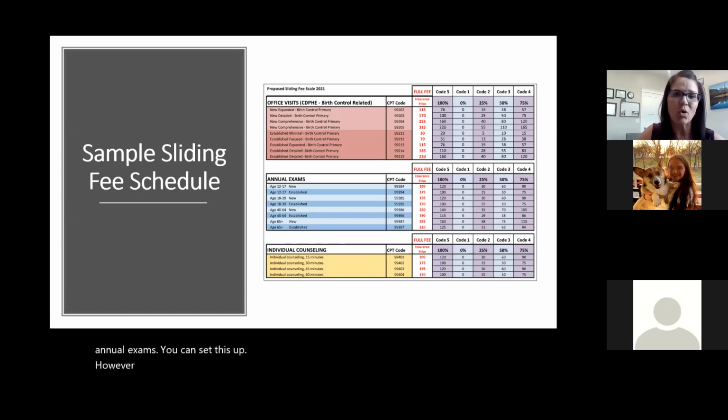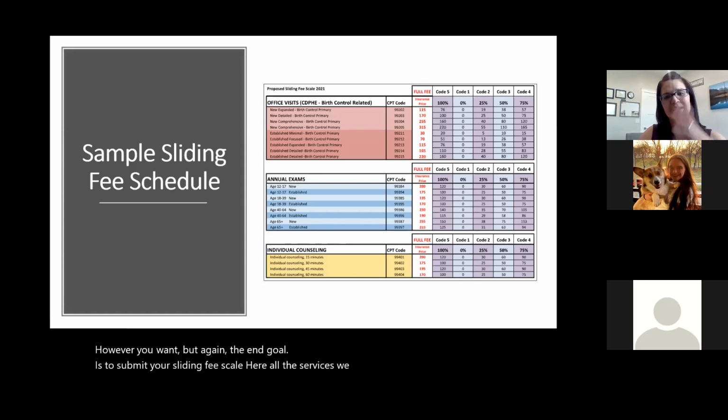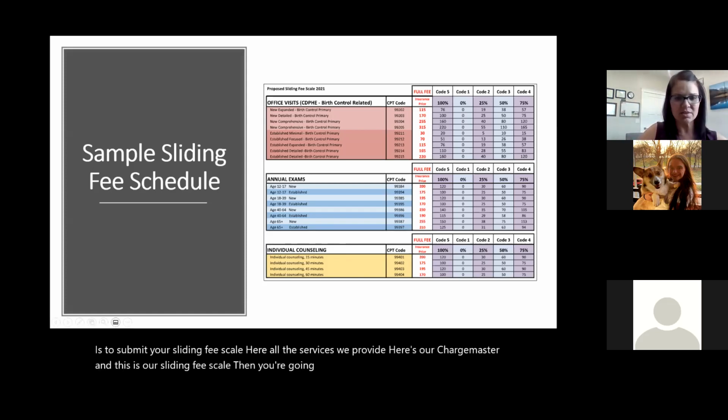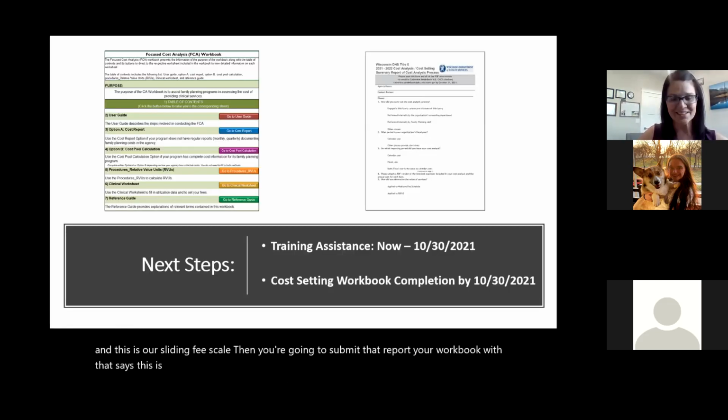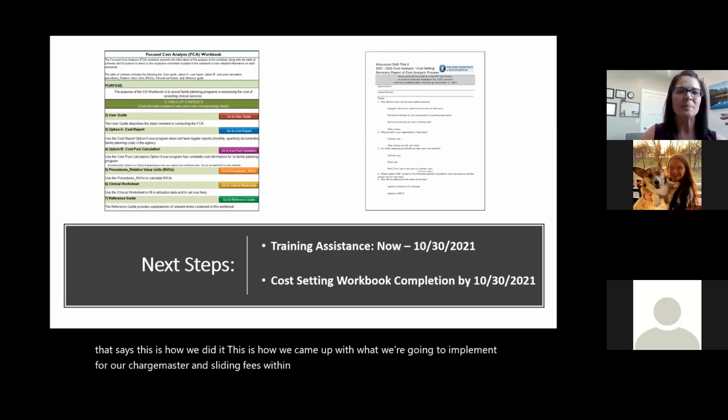But again, the end goal is to submit your sliding fee scale. Here are all the services we provide. Here's our charge master, and this is our sliding fee scale. Then you're going to submit that report, your workbook, that says, this is how we did it. This is how we came up with what we're going to implement for our charge master and sliding fees within our organization. So really that is conducting your cost setting analysis in a nutshell.